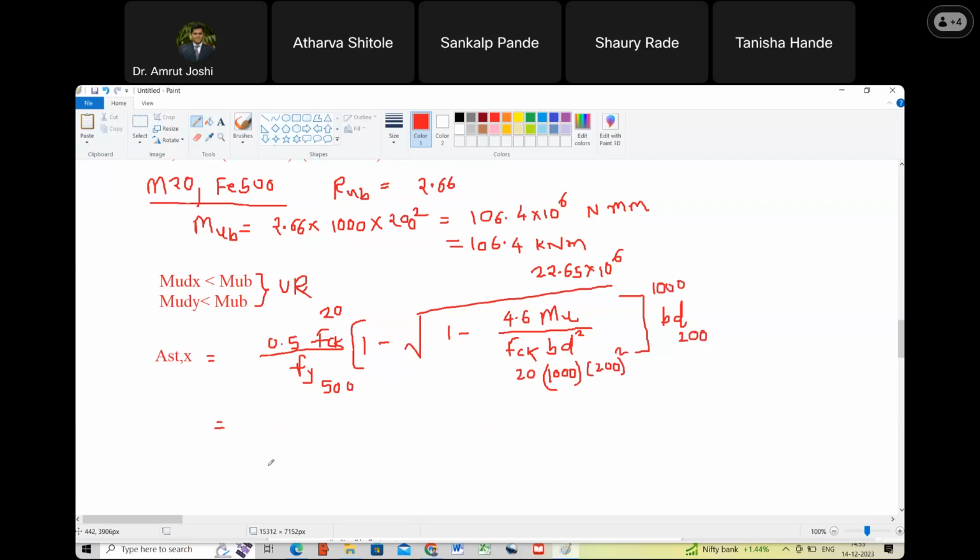I will also solve with you. 0.5 into fck upon fy into bracket 1 minus square root of 1 minus, into bracket 4.6 into 22.65 into 10 power 6, divided by fck bd square, that is 20 into 1000 into 200 square. How much? 268.94. Okay, let me cross verify. Into 1000 into 200.